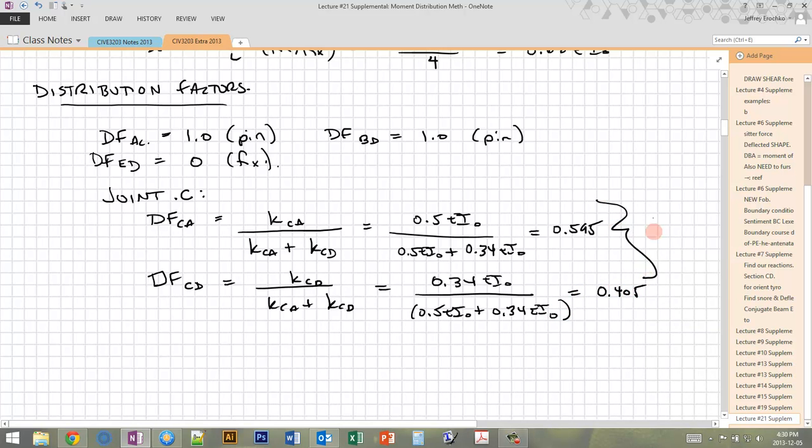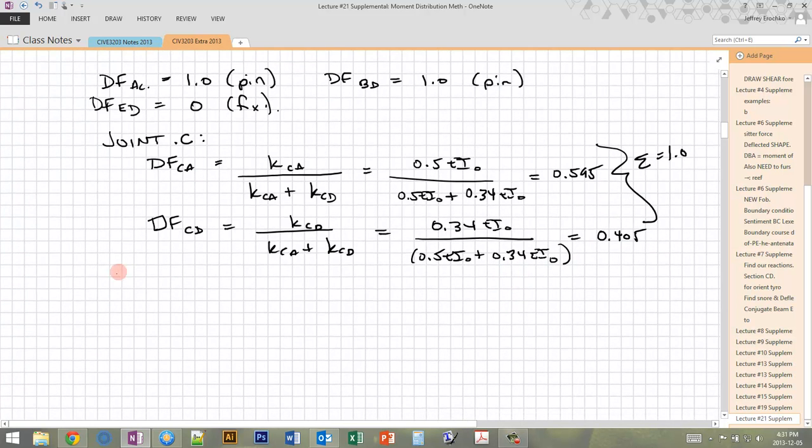And now one thing you'll notice here is that the sum of all of the distribution factors at that joint has to equal 1, because all of the moment that we apply at C has to go into one or the other. So all of that moment has to be accounted for. So almost 60% is going to go into CA because it's stiffer, and about 40% is going to go into CD because it's less stiff if we apply a moment at joint C.